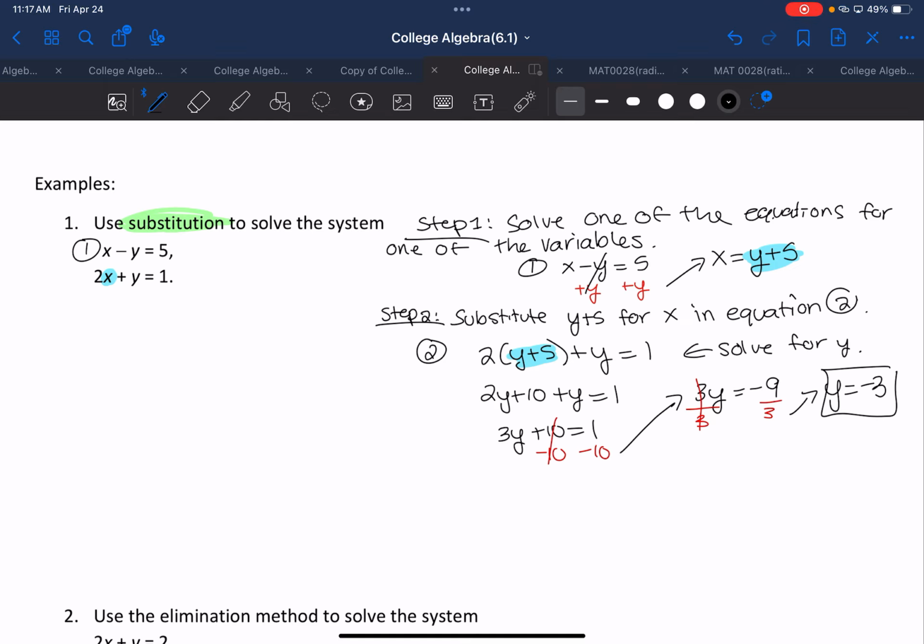But remember, the solution is an entire ordered pair. So I have to figure out the x coordinate now. So step 3, I will take that y equals negative 3, and substitute negative 3 for y into either of those equations. It doesn't matter which one. Into one of the original equations.